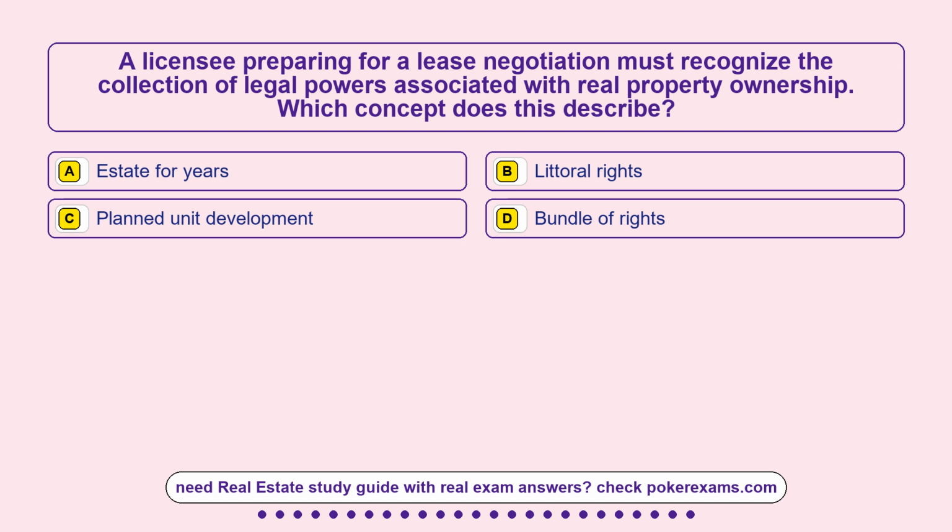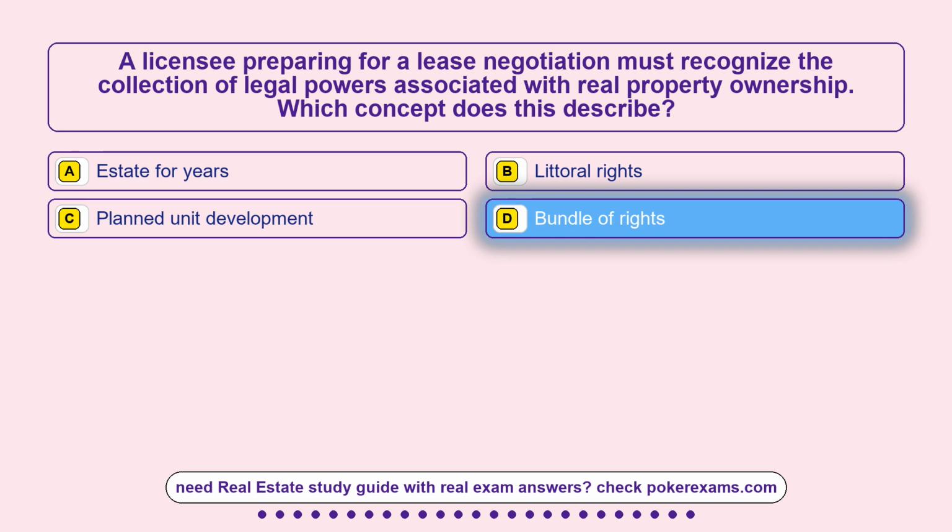Question 2. A licensee preparing for a lease negotiation must recognize the collection of legal powers associated with real property ownership. Which concept does this describe? Option A, estate for years. Option B, literal rights. Option C, planned unit development. Option D, bundle of rights.